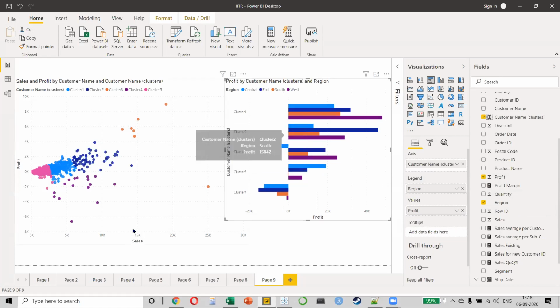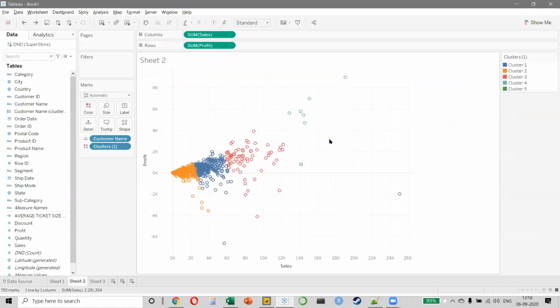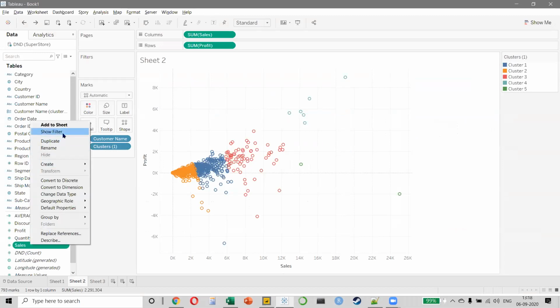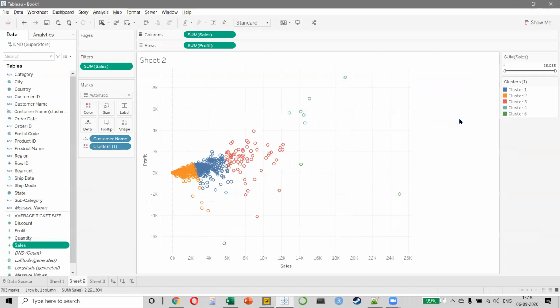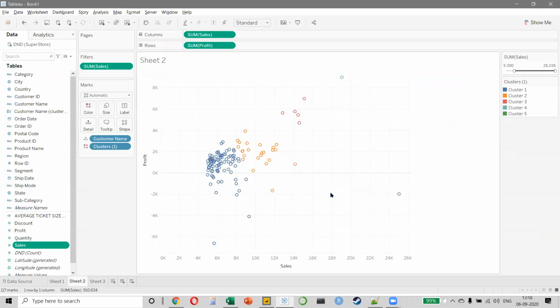Okay. Another thing that you can do both on Tableau and Power BI is that maybe you want to see the customers whose minimum sales is, let's say, 5,000. So I can put my sales as a filter. So right click and show filter. And I can make this 5,000. And if you notice, I'm only interested to see the customers whose sales are over 5,000 like this.